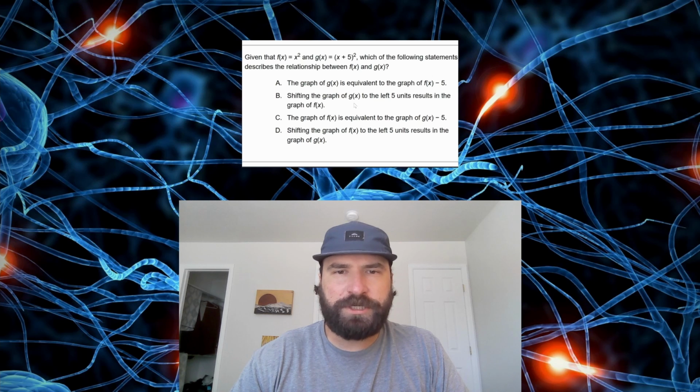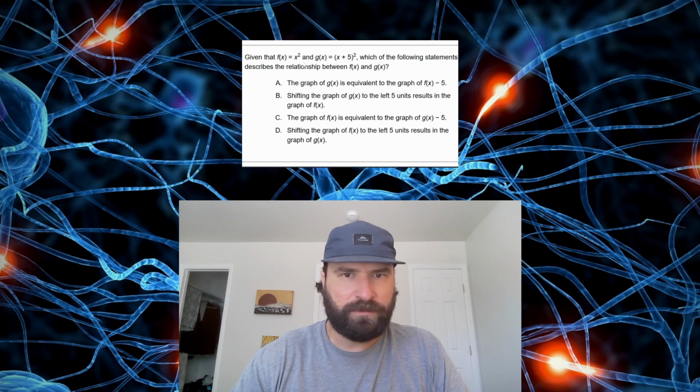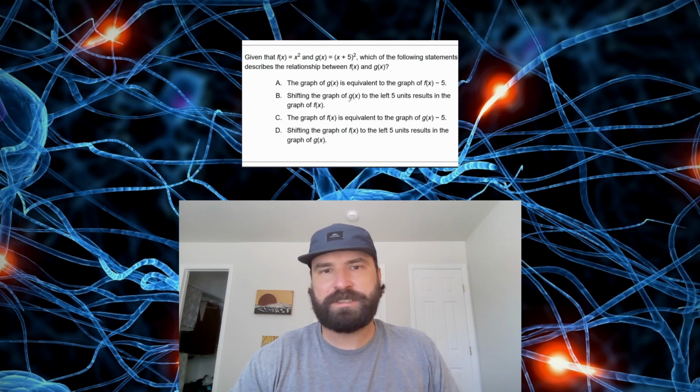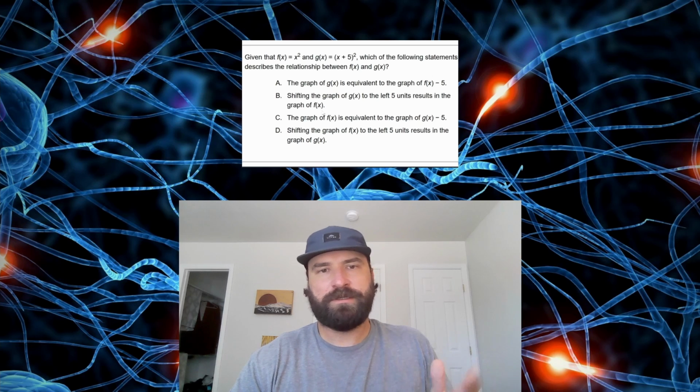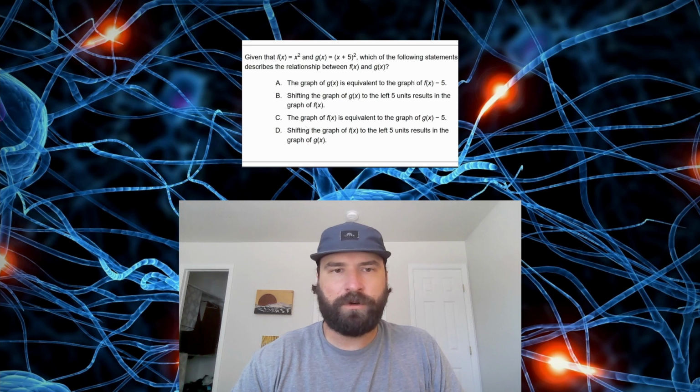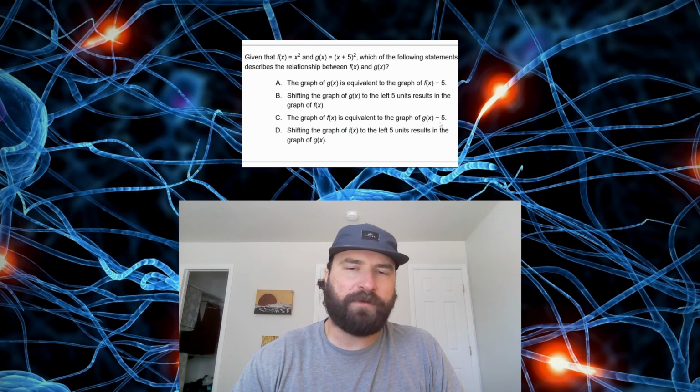B: shifting the graph g of x to the left 5 units results in the graph of f of x. That's wrong, because g of x is f of x shifted 5 units left, not vice versa. This is saying shift g of x left 5 units and get f of x, which is not what we're looking for. C: the graph of f of x is equivalent to the graph of g of x minus 5. Again, this is going to shift the graph up or down, which doesn't work.